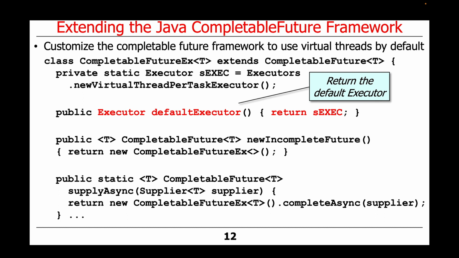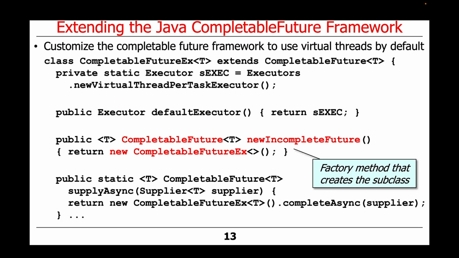Next, we override the defaultExecutor method we looked at earlier to return the executor that we want by default, which in this case will create a new virtual thread for every request that's being processed, instead of using the Java common fork-join pool, which is the default behavior. Next, we override the newIncompleteFuture factory method. This is the factory method that creates the actual concrete subclass that we are going to be allocating here. In this case, you can see that it will be an instance of CompletableFutureEx.